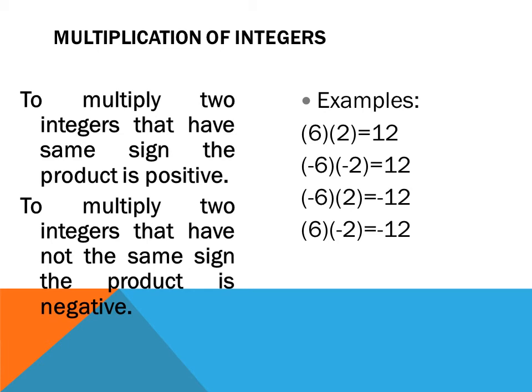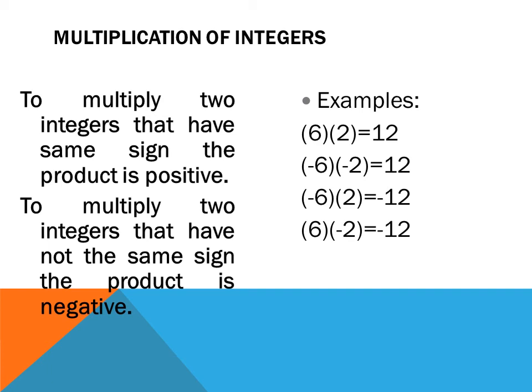For example, we have 6 times 2 is equal to 12 since there is a shared common sign, which is positive. So, positive 6 times positive 2 is equal to positive 12. While negative 6 times negative 2 still shares a common sign, which is negative. So, the answer is positive 12. What if they share unlike signs? For example, negative 6 times positive 2 is equal to negative 12. The same as 6 times negative 2.